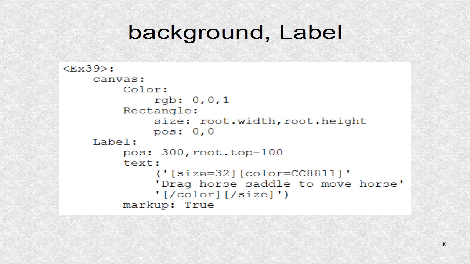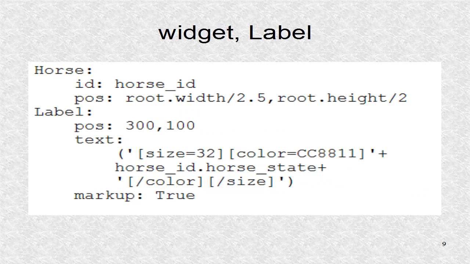8. The background color is blue, and a label indicates the purpose of the program at the top of the screen. 9. Finally, we have an instance of the horse class. In the pos, we give the initial position. Finally, the label indicates the value of the horse state variable.